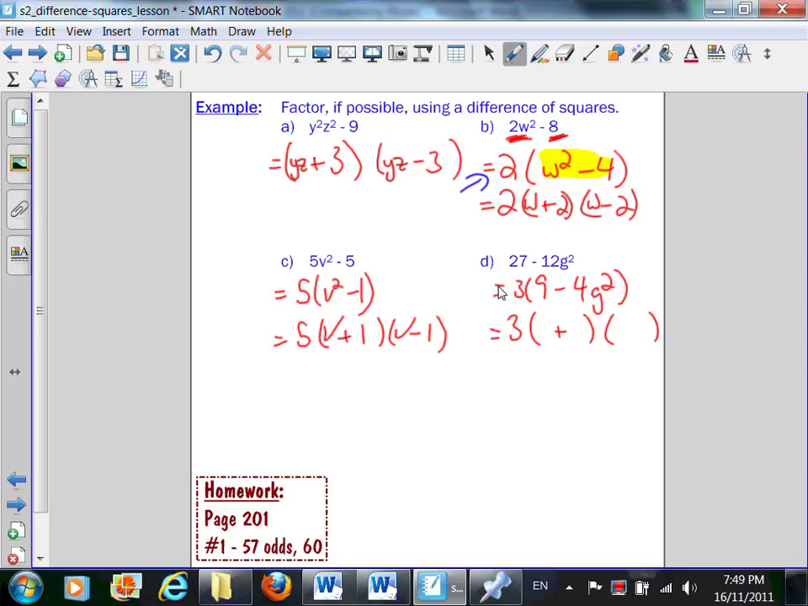Square root of 9 is 3. Square root of 4g squared is 2g. And this is how you factor a difference of squares.